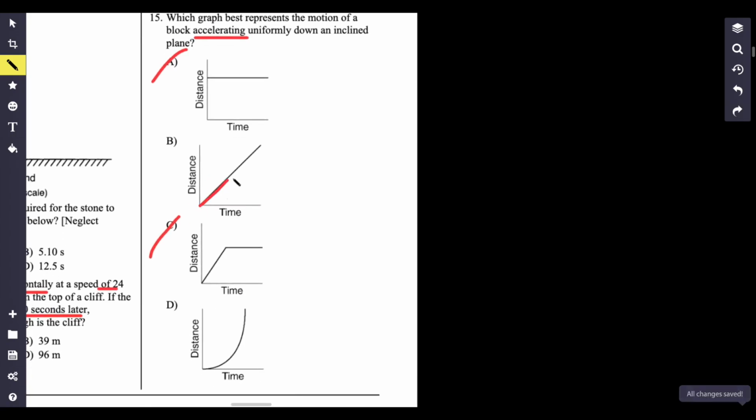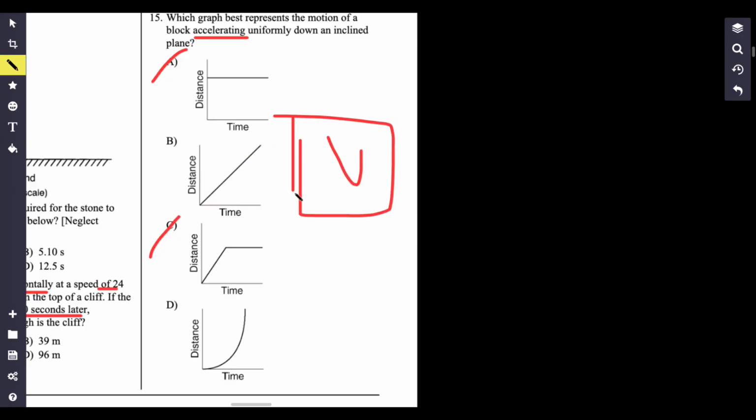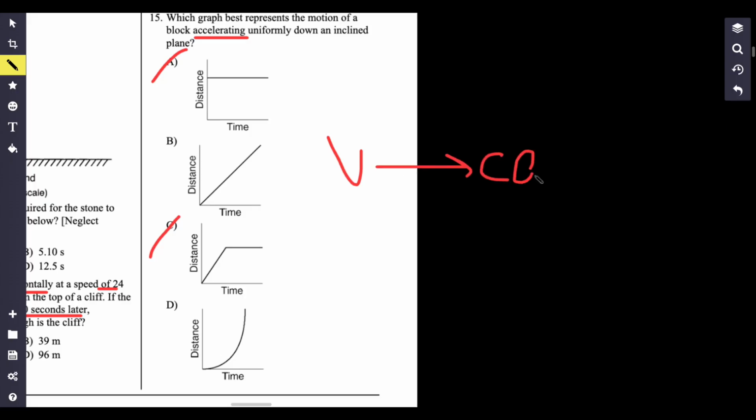B represents constant velocity, right? Because our slope is constant. And remember, distance over time, velocity. But the thing is that this shows constant velocity. And when the velocity is constant, think about a car just chilling down the road. The velocity is constant, but the car isn't accelerating. So whenever you have a distance over time graph that just looks constant, that means there's no acceleration at all, but there is a constant velocity. So therefore, the answer is actually going to be D.